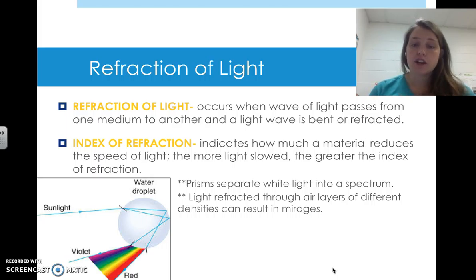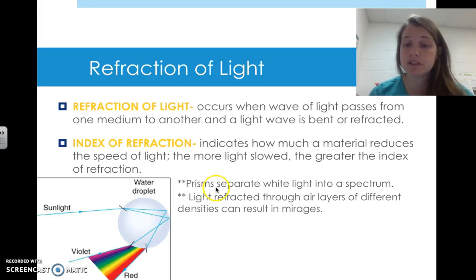And then the refraction of light. Remember, the refraction of light occurs when waves of light pass from one medium to another and a light wave is bent or refracted. This was a problem on the quiz. The index of refraction indicates how much a material reduces the speed of light, in other words, how much it's bent. The more light that's slowed, the greater the index of refraction. So if it's a bigger number, that means more light is going to be bent. If it's a smaller number, it means only a little bit of light is going to be bent.